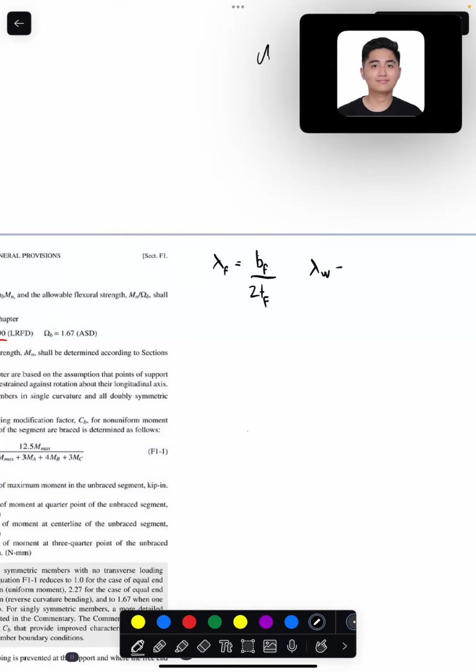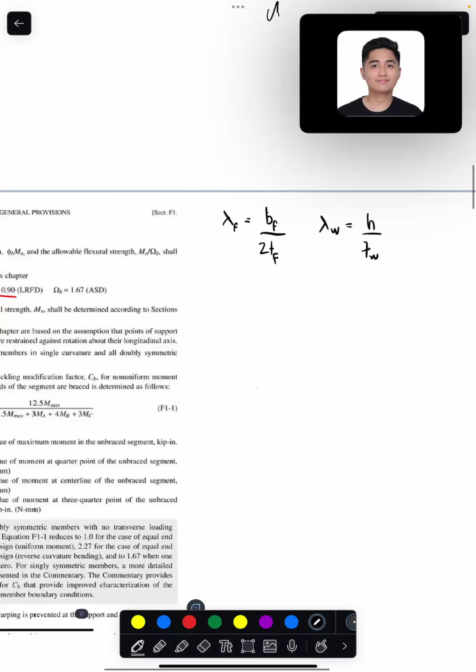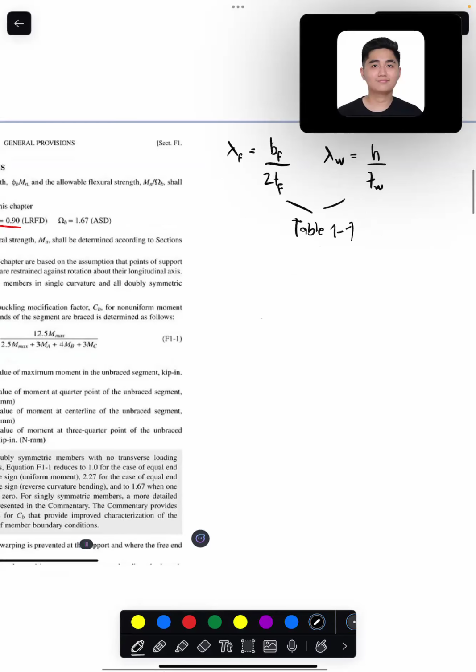It is the same for the web, where you have h over t_w. Both of these can be found in Table 1 for wide flange sections. You will find this in Table 1-1. Then what we need to check is whether our cross section is compact, non-compact, or slender. So again, if compact, plastic yielding will govern here.